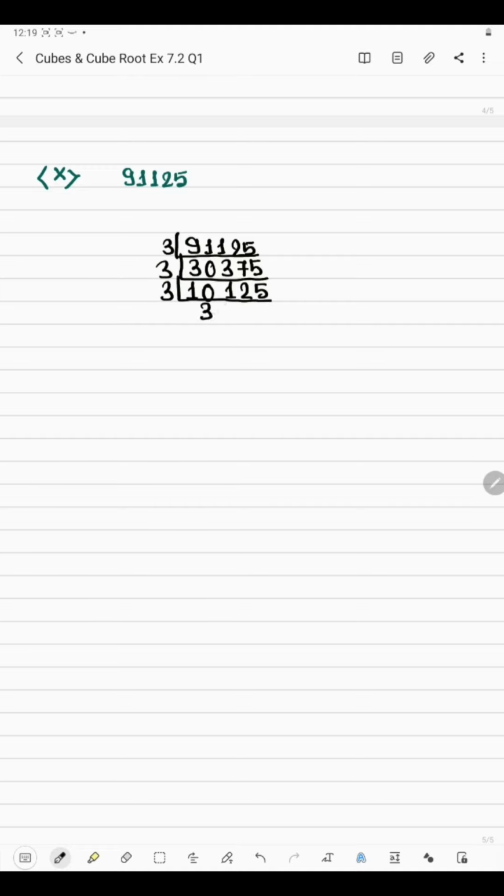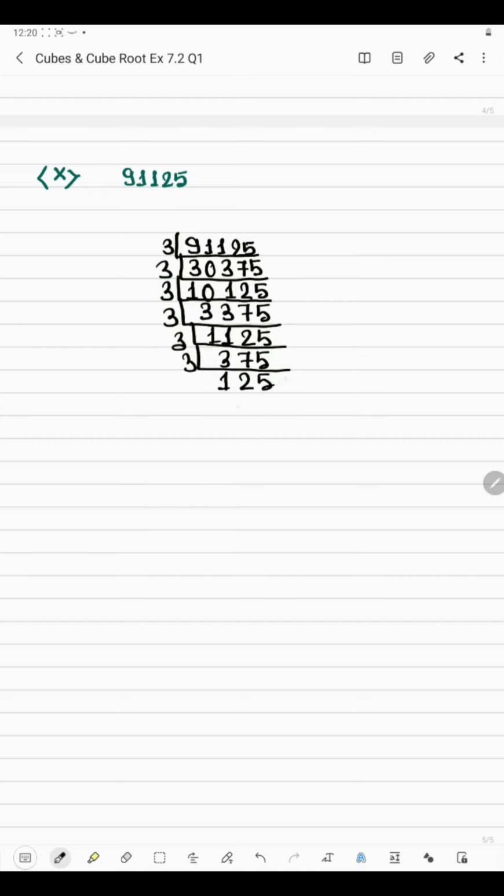3 3s are 9, 3 3s are 9, 3 7s are 21, 3 5s are 15. Again see, 3 plus 3 is 6, 6 plus 7 is 13, 13 plus 5 is 18. So it will be divisible by 3. 3 11s are 33, 3 2s are 6, 3 5s are 15. Then 5 plus 2 is 7, 7 plus 1 is 8, 8 plus 1 is 9. So it will be divisible by 3 again. 3 3s are 9, 3 7s are 21, 3 5s are 15. 3 1s are 3, 3 2s are 6, 3 5s are 15.